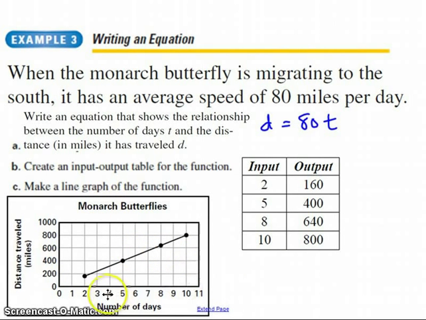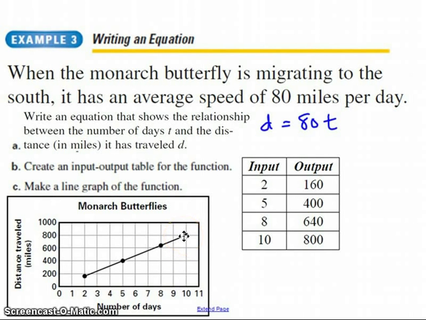Interestingly, notice, for whatever reason, they've decided to start their graph from 2 days. Of course, it makes more sense to me, at least, that you start the graph from 0 days. Where and when does the butterfly actually start? The butterfly starts on day 0. No days have gone by yet, and the distance traveled at the very beginning, it's like the butterfly is still in its driveway. It hasn't gone anywhere yet. And then it continues up along this line like so.